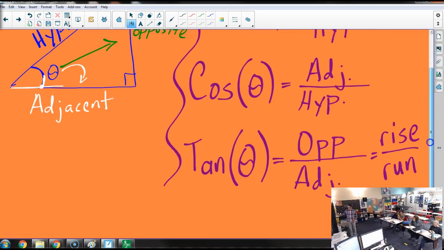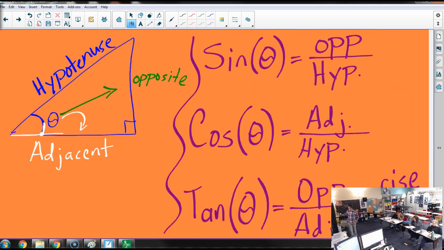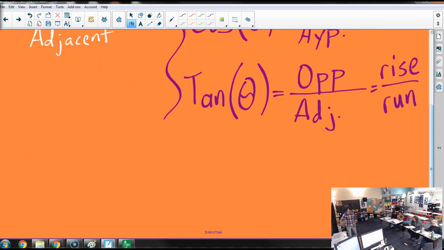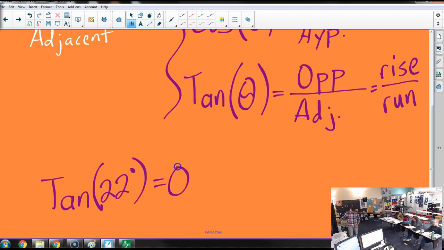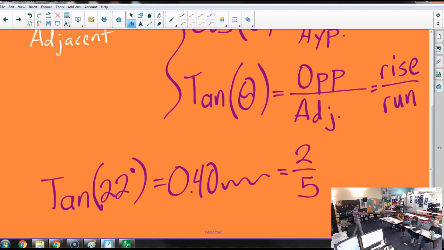Wait, and then the fraction for 22, like the angle of that? So when you type in tangent of 22, you get 0.40, all that nonsense, that is very close to 2/5. So what we found on our papers are the approximate values, right? So hear me when I say those are not exact. Some of them might be.